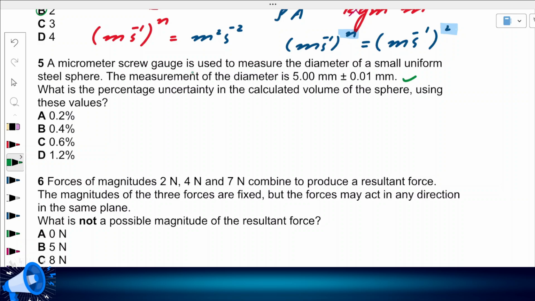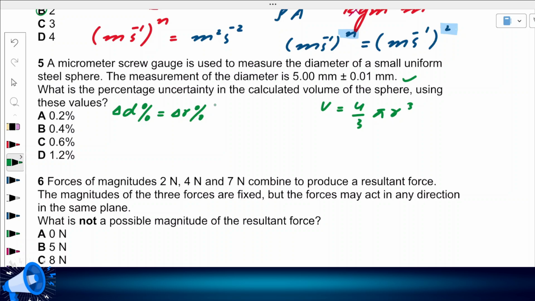The shortest way to solve this one is to find the percentage uncertainty in diameter. It would be the same as the percentage uncertainty in radius. You should know this: percentage uncertainty in diameter equals the percentage uncertainty in radius. And for the volume, the formula is 4/3 πr³. Whenever we have an exponent, the percentage uncertainty is multiplied by the exponent. That's the rule, so here you have to multiply by 3.